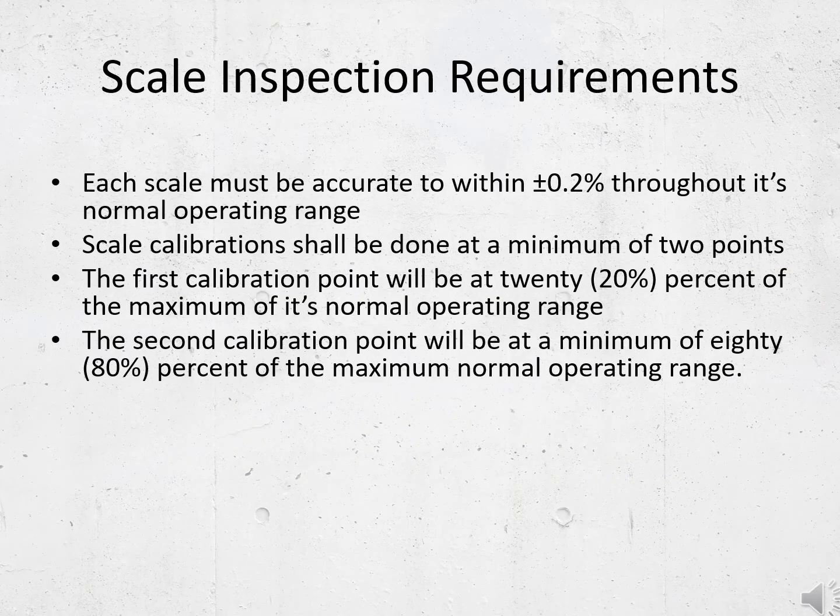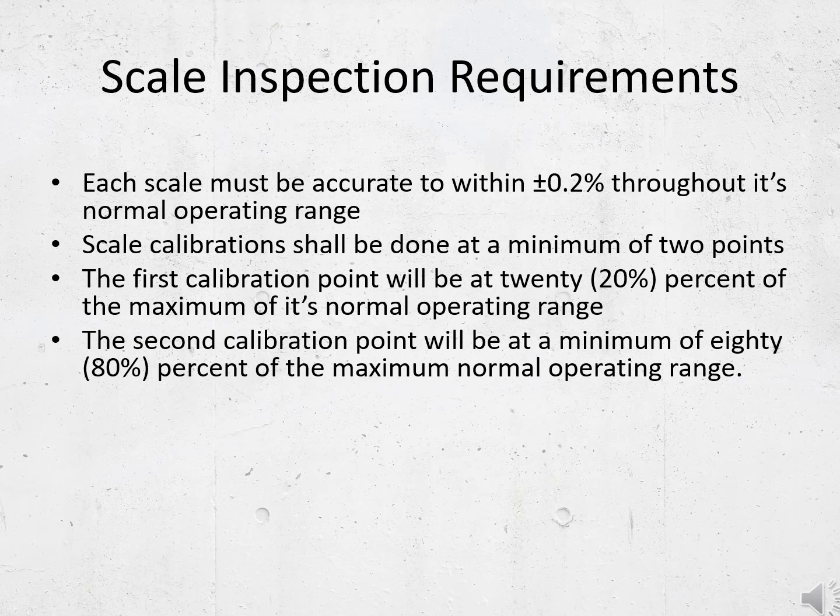Each scale must be accurate to within plus or minus 0.2% throughout its normal operating range. Scale calibrations shall be done at a minimum of 2 points. Note the calibration points are 20 and 80% of the maximum normal operating range. For example, if the actual scale capacity is 25,000 kilograms, but it's never loaded to more than 20,000 kilograms, then the calibration points should be at 80% and 20% of 20,000, or at the 4,000 kilogram and 16,000 kilogram intervals.